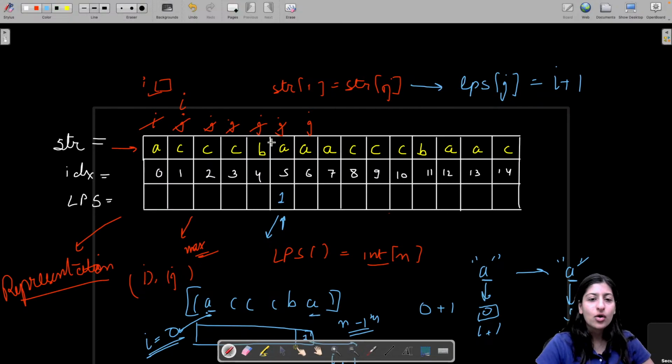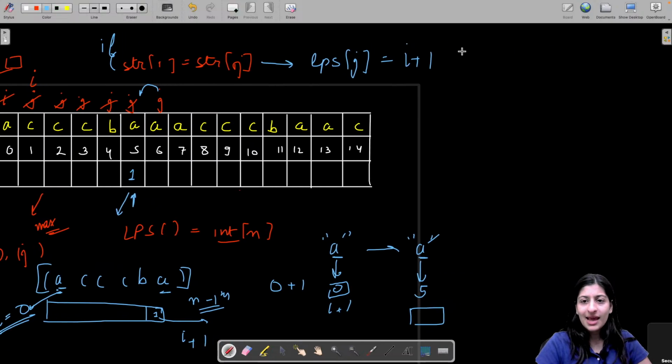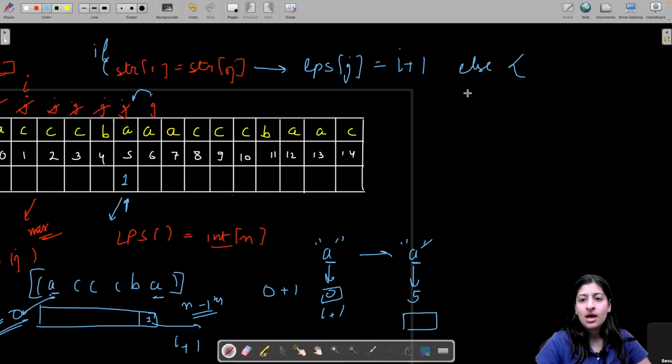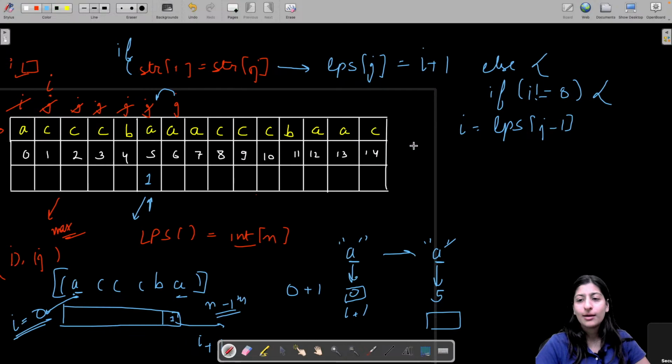Okay, let's go ahead. Now your j is at this index, I is at this index. So it's not a match. So what would you do? In that case, since it's not a match and your I is also not at 0th index, now you will move your I to that index where the last prefix suffix was found to be. You got this thing? That means you will ask your LPS of j minus 1. Ask if this is the case, you are doing so. In the else case, what you are doing? If your I is not equal to 0, which was the case in this, then you are asking what is your LPS of j minus 1, right? So you move your I to that index. You move your I to LPS of j minus 1.